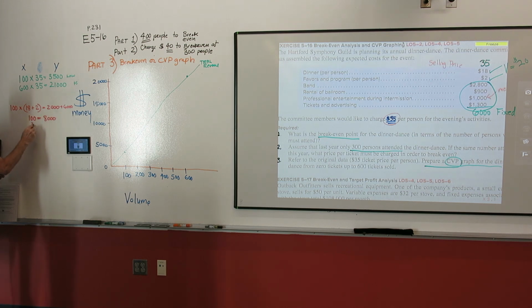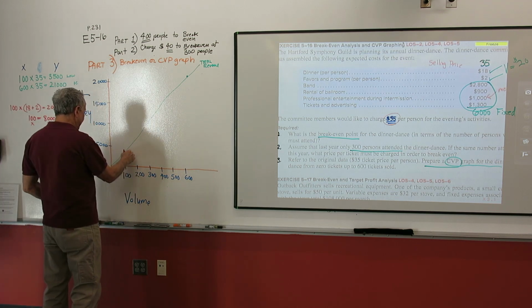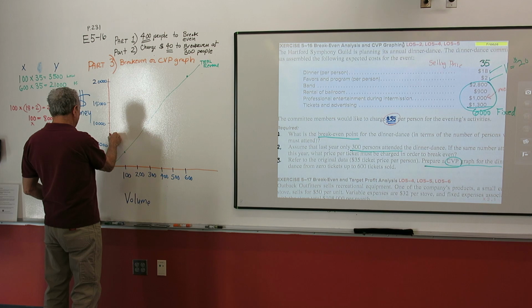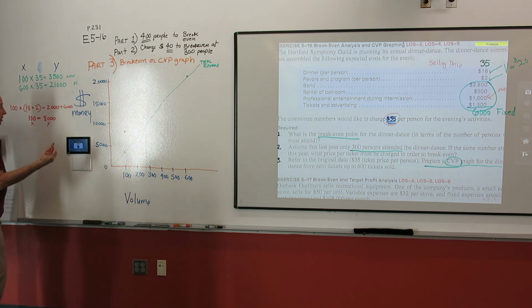And again, this is X and this is Y. So let's do 100, and we're going to have costs of 8,000. So that's 10 here. That'll be about 75. There's 8. It's going to be about right there. All right, now let's do one for 600 people.